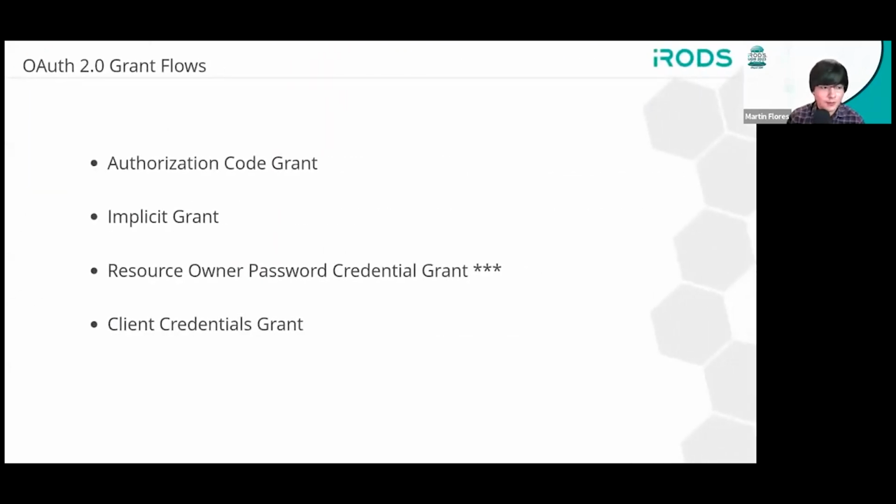So there are 4 flows that OAuth 2.0 specifies explicitly. That is the authorization code grant, the implicit grant, the resource owner password credentials grant, as well as the client credentials grant. The particular flow that we use for the demo will be the resource owner password credentials grant, and you'll see why we chose that one shortly.